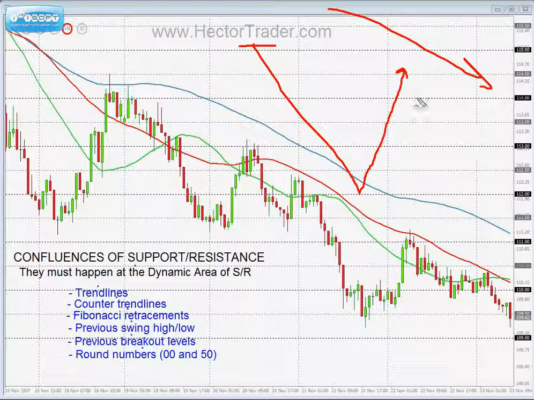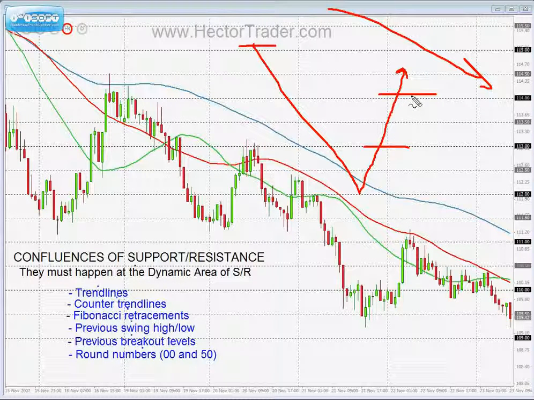In my opinion, you don't want price to breach the 71%, and you want it to reach the 38, sorry, and you don't want to breach the 71.